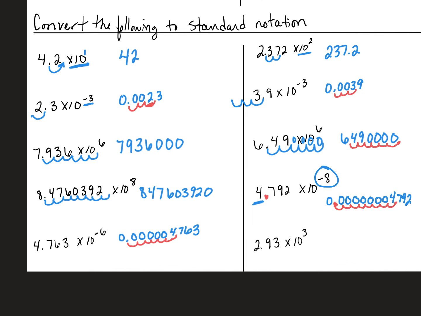And last but not least, we've got something in the positive direction. So that becomes 2930. Feel free to check yourself again. We move that decimal point from here, 1, 2, 3 to the right.